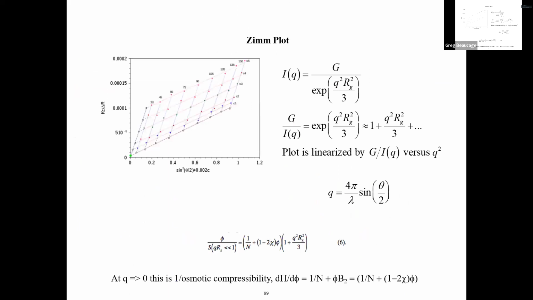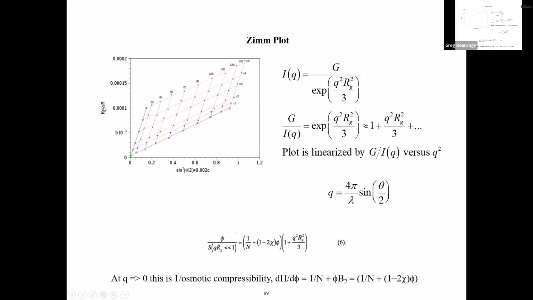Zimm plot's here. That's a Zimm plot. So this R here is a Rayleigh ratio. So that's 1/I, so it's concentration divided by intensity. And this is sine squared. Q is sine theta by 2, so Q squared is sine squared. So this is Q squared.